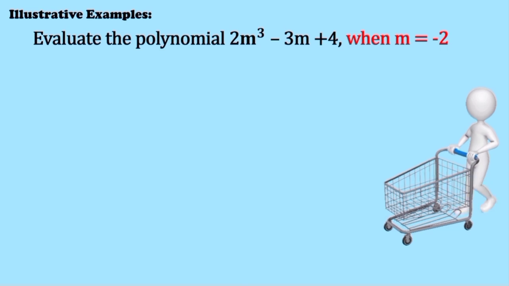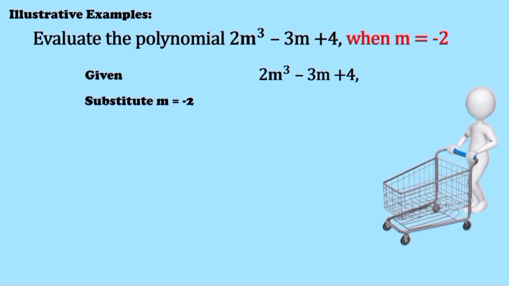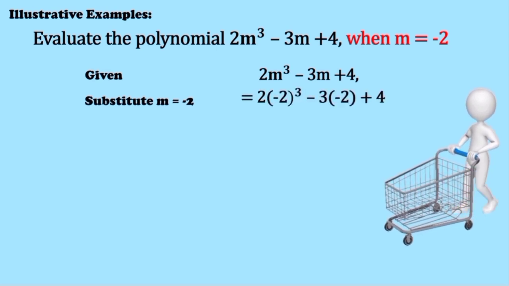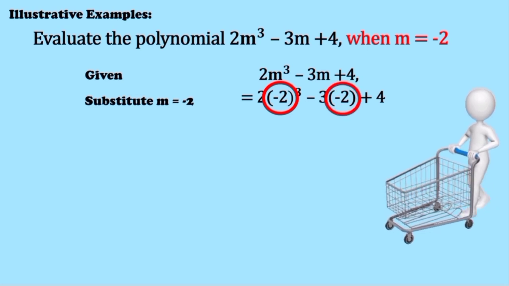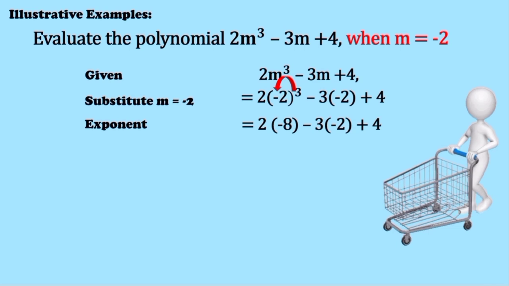Now let's have example number 2. Using the same given, but now we have m is equal to negative 2. First, write the given. Second step, substitute the value of m. M is negative 2. First, let's perform the exponent. Negative 2 times negative 2 times negative 2 is equal to negative 8.